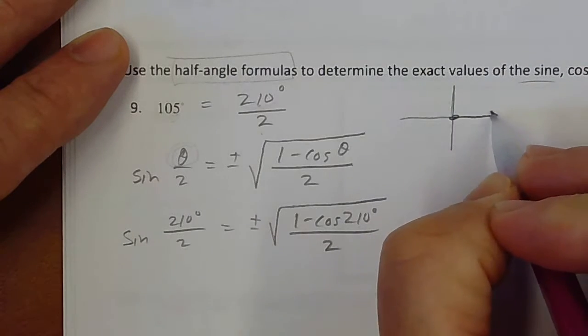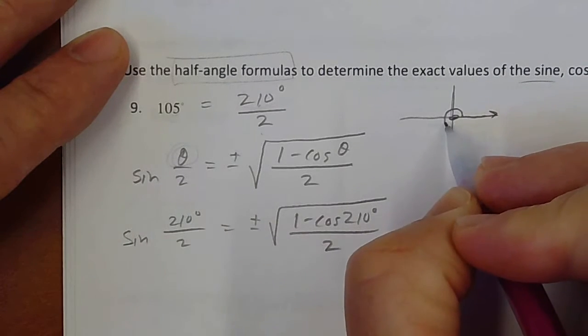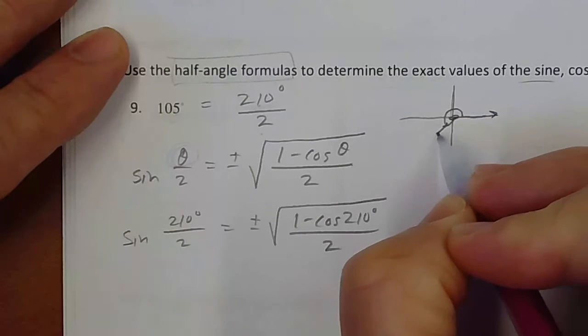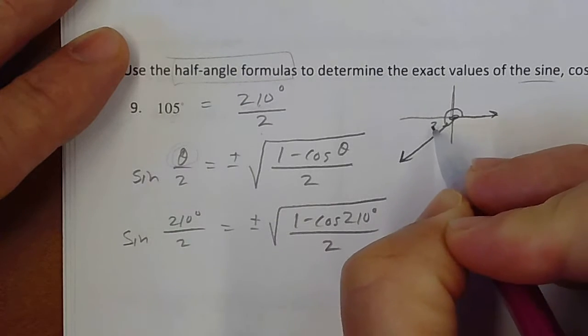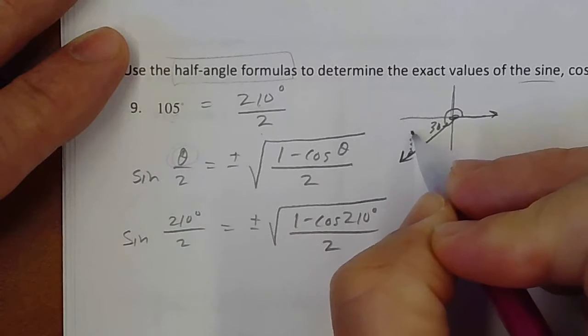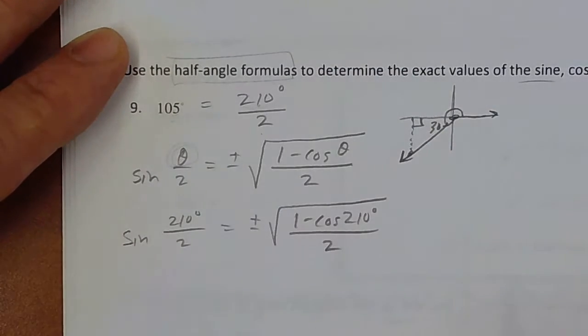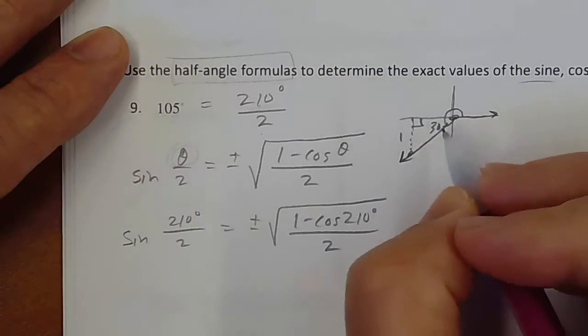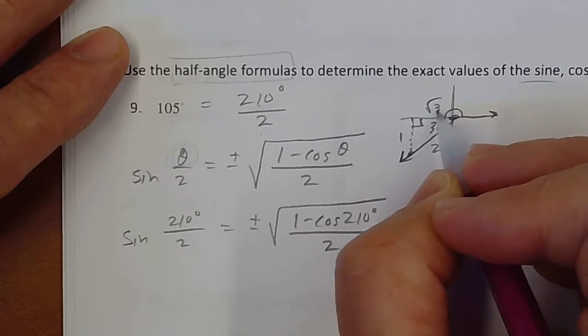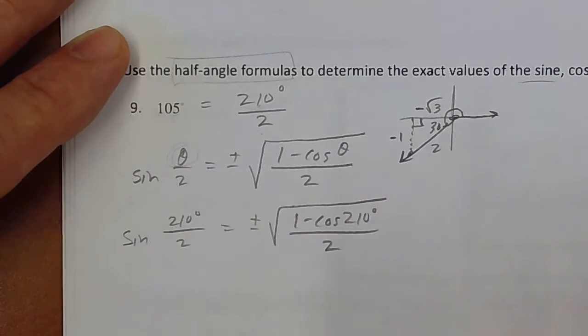So 210 degrees starts here, rotates all the way around. What's our reference angle with the x-axis? It's going to be 30 degrees. Okay, so opposite 30 is 1. This is 2. This is square root of 3. They're both negative because it's in the third quadrant.